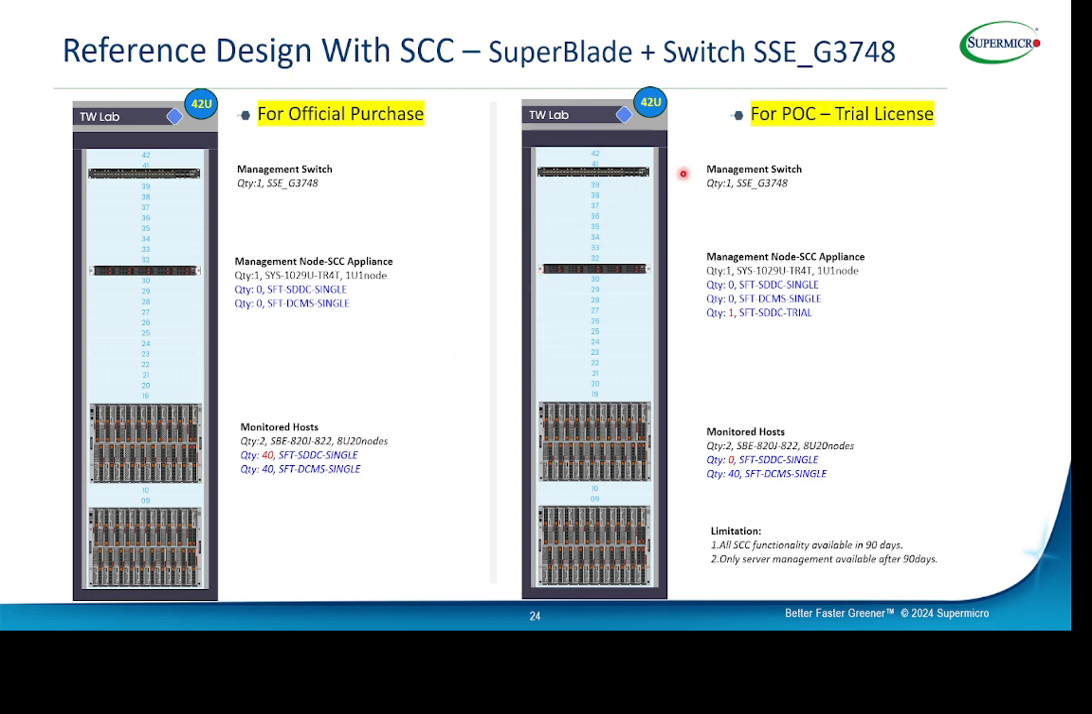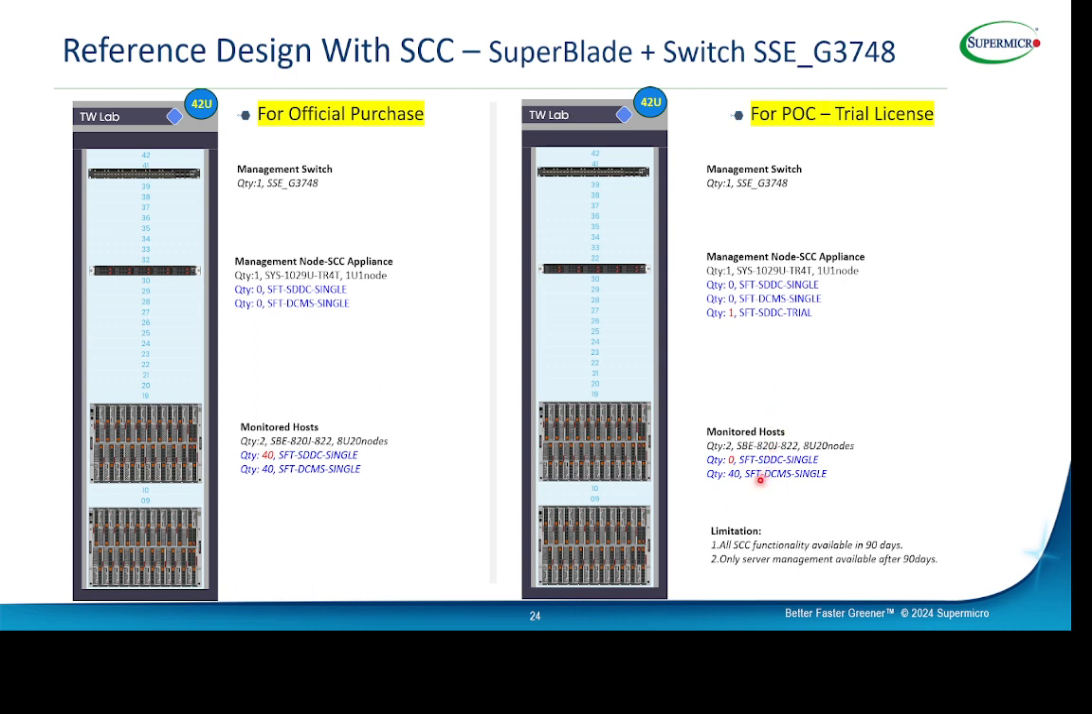Moving on to the POC on the right hand side for trial license. Again, a management switch we're utilizing for management of the CMM of the blades. We have the management node, which is where our SCC appliance is loaded. Again, we generate an SDDC trial key on that management node, which is the SCC appliance, based on the LAN MAC address. No SDDC single license or DCMS license is purchased for the SCC appliance.